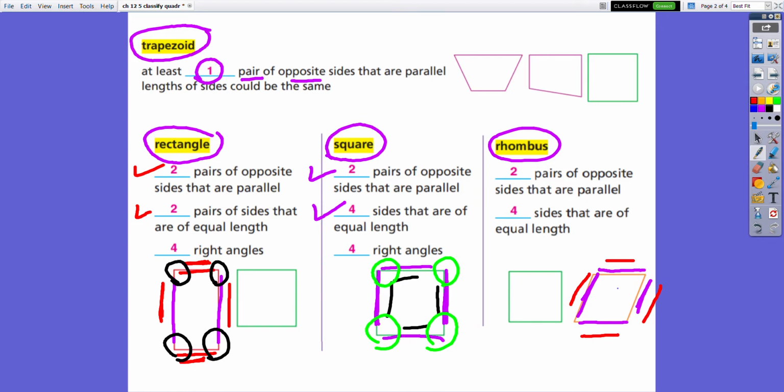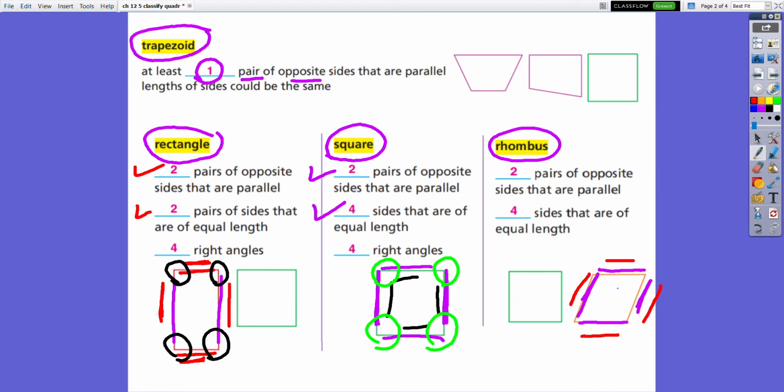Does this shape have 4 right angles? No. So this shape doesn't have 4 right angles. So the thing that is special about rhombus, it's 2 pairs of opposite sides that are parallel, and 4 sides that are equal length, but there are no right angles. Okay?